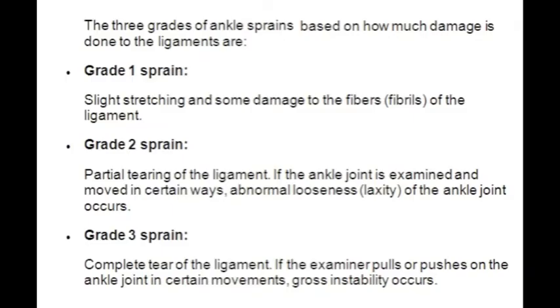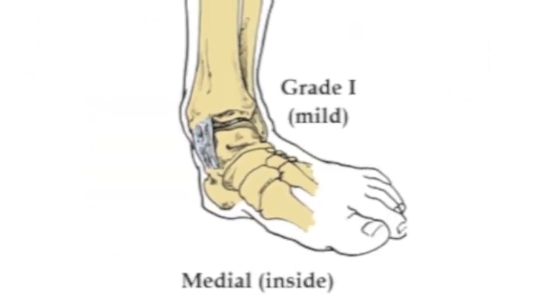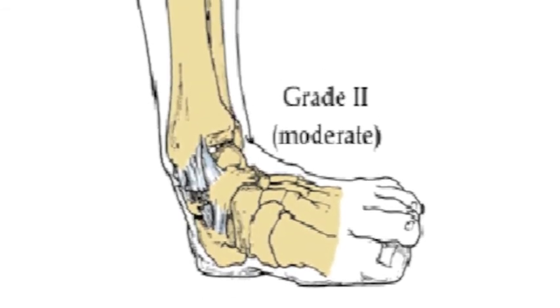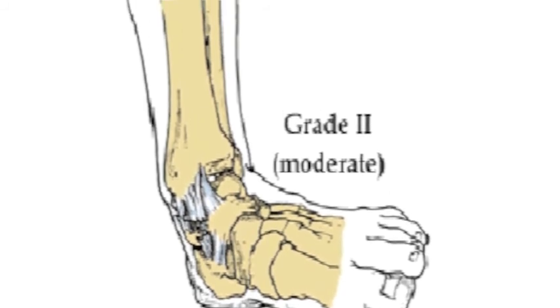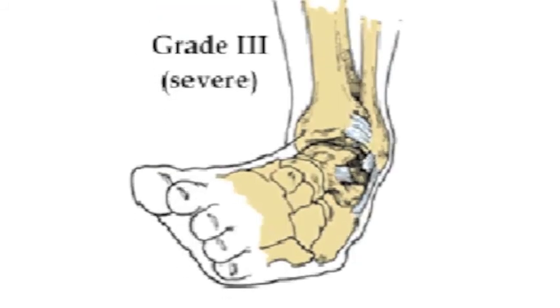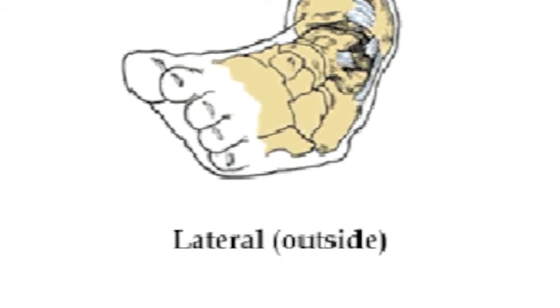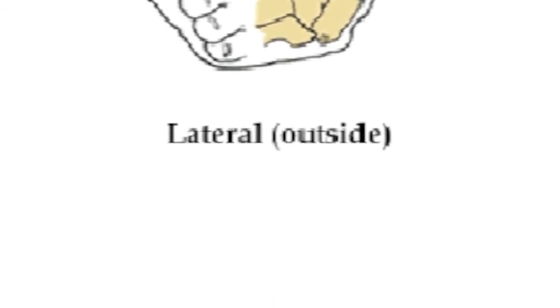The three grades of ankle sprains, based on how much damage is done to the ligaments, are: Grade 1 sprain, slight stretching and some damage to the fibers of the ligament. Grade 2 sprain, partial tearing of the ligament. If the ankle joint is examined and moved in certain ways, abnormal looseness of the ankle joint occurs. Grade 3 sprain, complete tear of the ligament. If the examiner pulls or pushes on the ankle joint in certain movements, gross instability occurs.